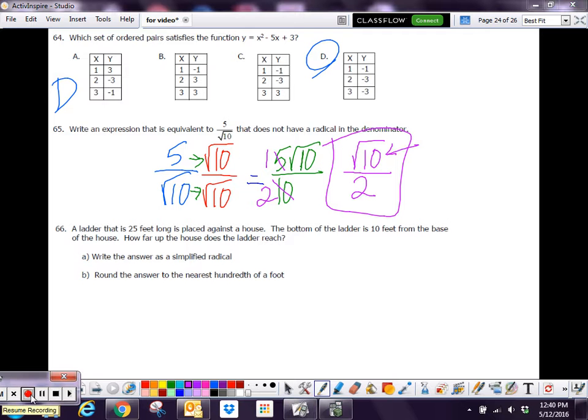Okay, number 66. A ladder that is 20 feet long is placed against a house. The bottom of the ladder is 10 feet from the base of the house. How far up the house does the ladder reach? Okay, we've done enough of these to know that you're going to have to use the Pythagorean theorem here.